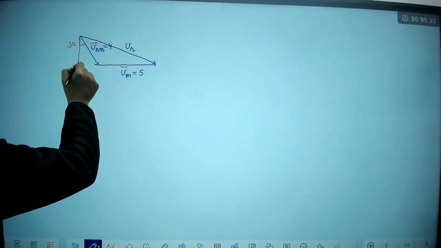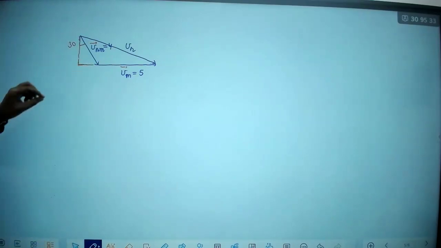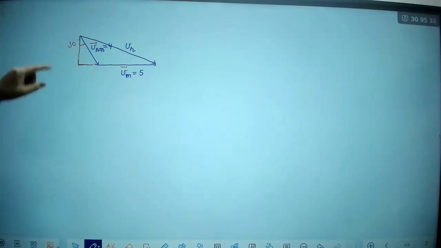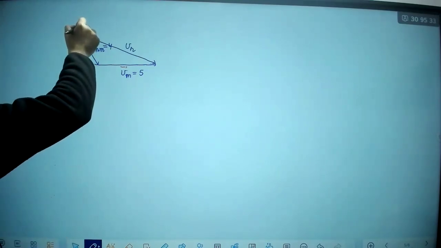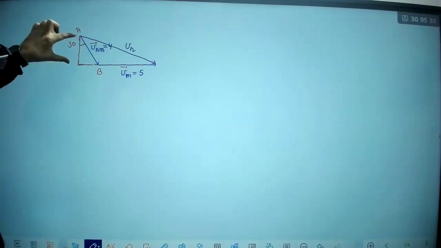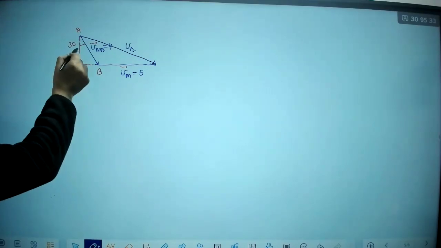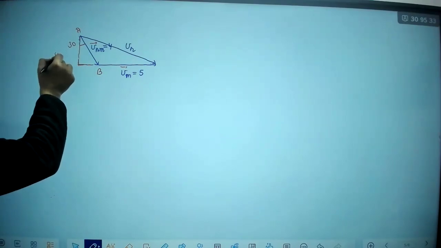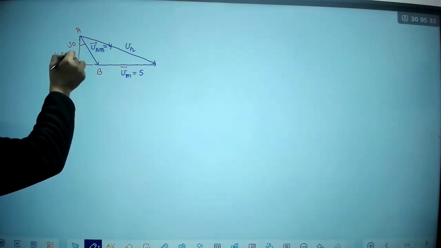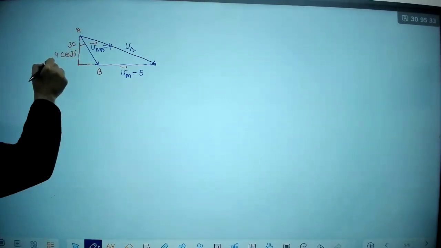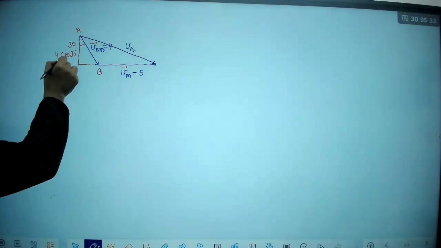When a number is given, you just tell me what this side will be. This is 4. I'm saying this is A, this point is B. AB is 4, VRM is 4. So what will it be? This will be 4 cos 30. ठीक है ना? 4 cos 30. Cos 30 is root 3 by 2, so this will be 2 root 3.